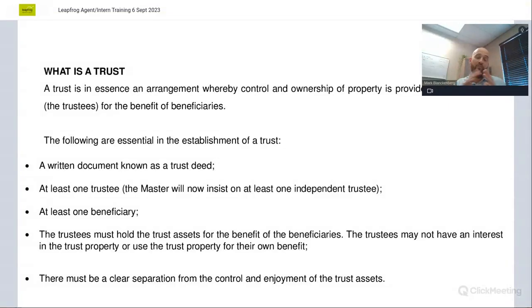So remember, guys, the whole purpose of the trust is that I have the trust own whatever it's going to own. It's going to be administered and run by the trustees for the benefit of the beneficiaries.